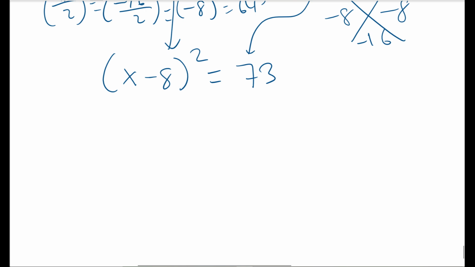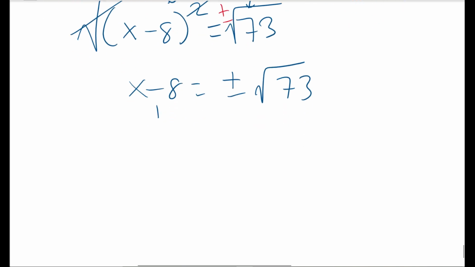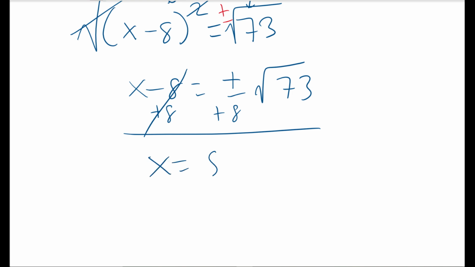All right, so now to get rid of the squared, I need to do the square root, making sure to include the plus or minus sign. So we have x minus 8 equals plus or minus square root of 73. And then I add the 8 to both sides. And I get x equals 8 plus or minus square root of 73.